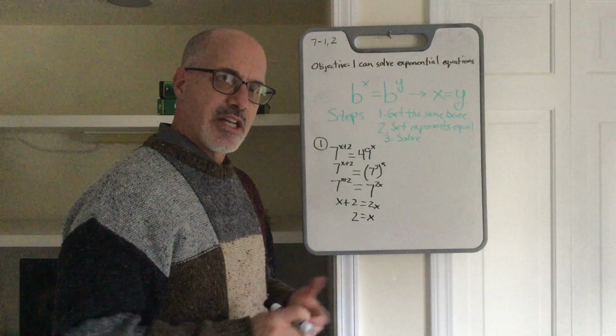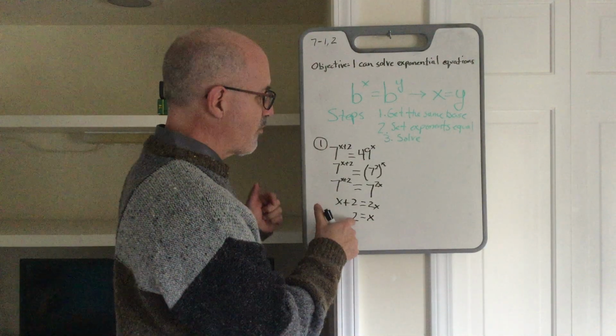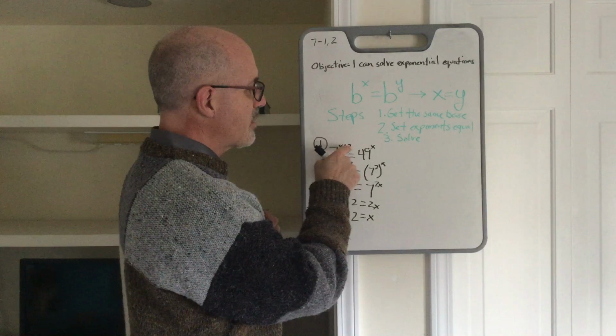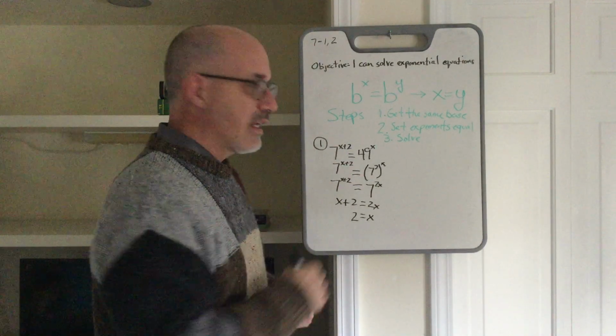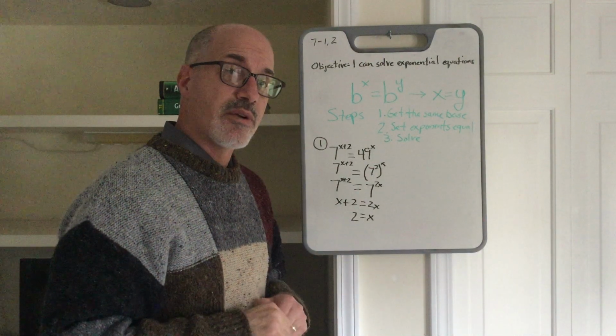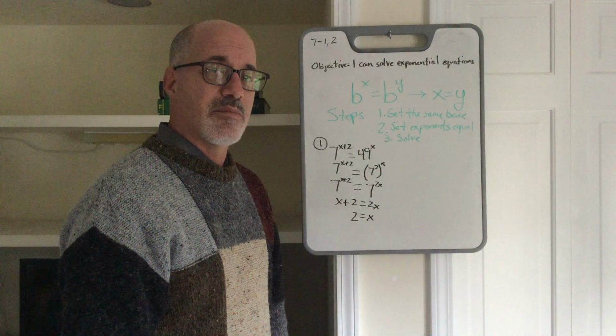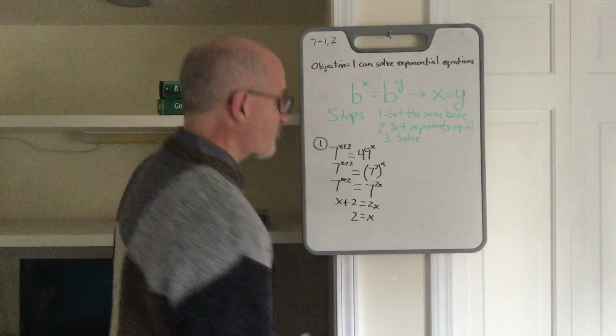Let's check it just to make sure. It looks like we made some progress on this, but let's just check. If we put in 2 here, 2 plus 2 is equal to 4. 7 to the 4th power. If you do 49 to the 2nd power, if you did both those on your calculator, they equal the exact same thing. So it works out. Let's try the next one.